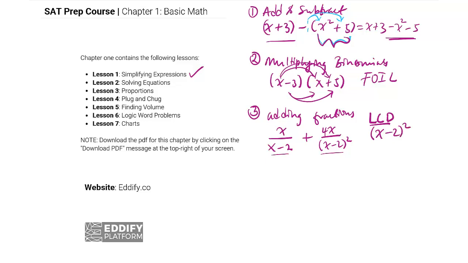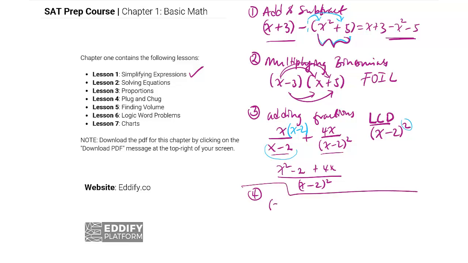And then once we do that, we add the two fractions, but before we do so, we have to make sure that we've multiplied this one by another x minus 2, because the LCD calls for two of them. This one only has one, so we have to multiply this by another x minus 2. Therefore, we would have x squared minus 2 plus 4x over our least common denominator, which is x minus 2 to the second power.